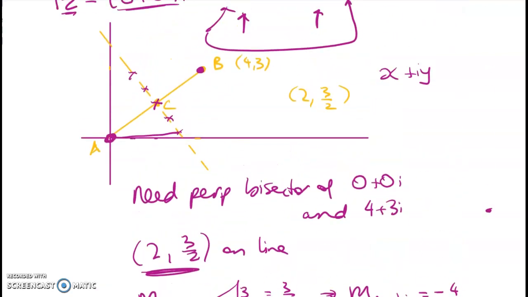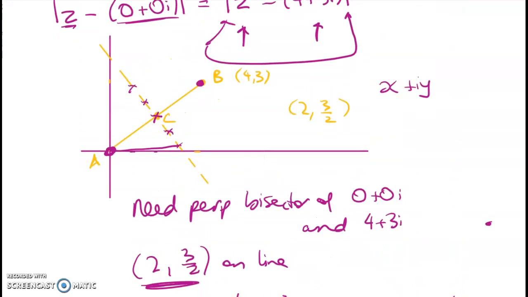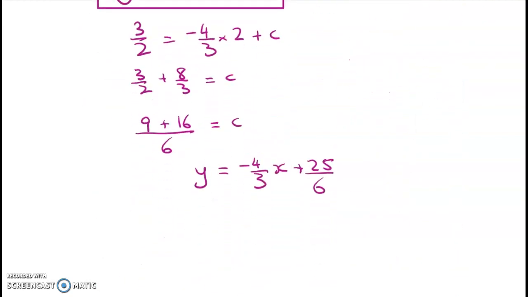Now go back and have a look at your graph, and let's see if that looks about right. Well, 25 over 6 is a wee bit more than 4, so that looks exactly how it should be. And if you've drawn it to scale, you can check that really accurately.